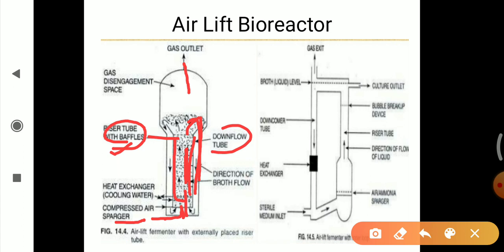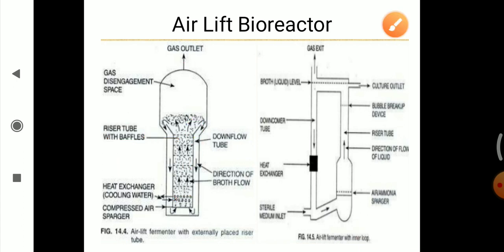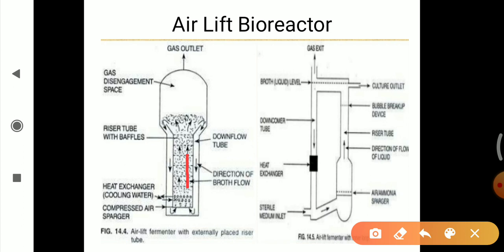This is what the airlift bioreactor is all about, having an inside loop, that is, two tubes are present. This is the upflow tube and this is the downflow tube. The upflow tube is also known as the riser region. The downflow tube is also known as the downcomer region. Upflow tube means that the liquid is ascending, and from here the liquid is descending.